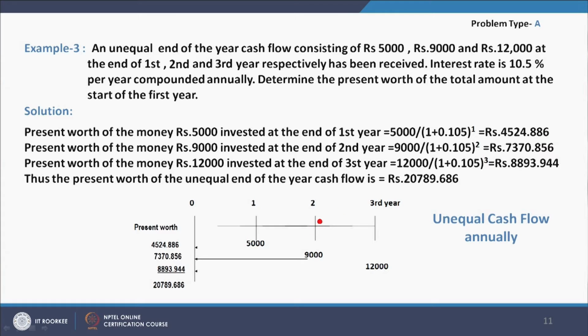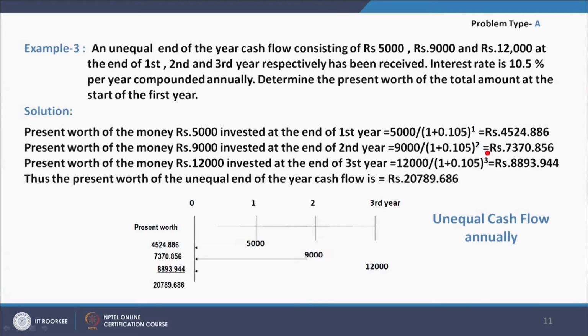which is equal to 4525.886. The present value of 9,000 will be 9,000 divided by (1 plus i) to the power 2, which comes out to be 7370.856. And the present value of 12,000 is 12,000 divided by (1 plus i), where i is 0.105, to the power 3, because it is 1 year, 2 years and 3 years, and that is why the power is 3.